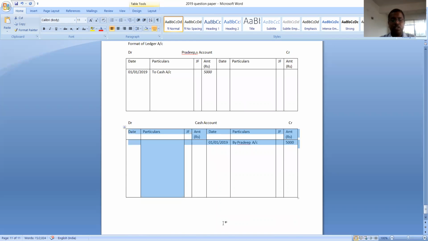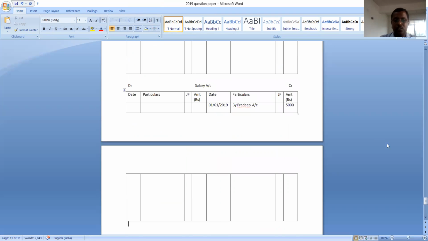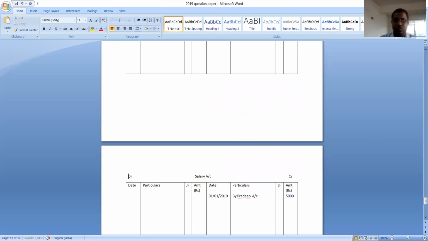Which account do we need to prepare? The salary account. Before preparing the salary account, we should write the abbreviation of debit on the left-hand side. Then in the middle of the line, we should write the name of the account, salary account, and on the right-hand side, we should write the abbreviation of credit. Understood. Okay. This is which account? This is the salary account.